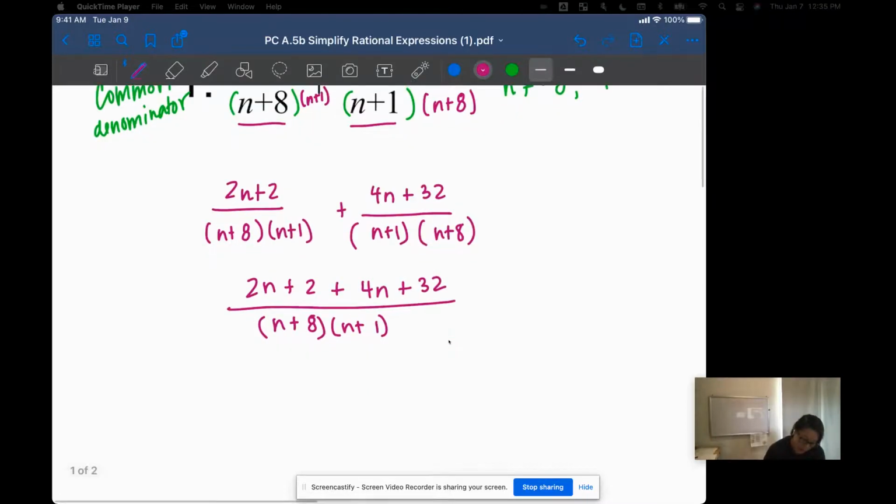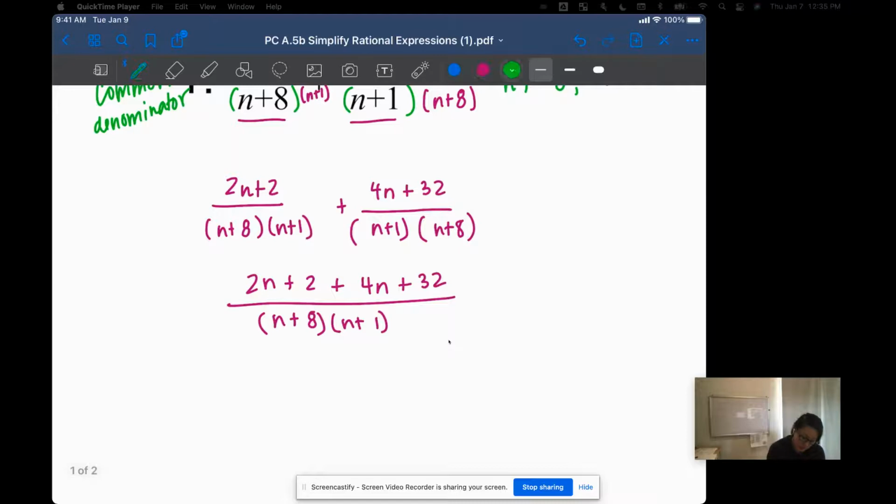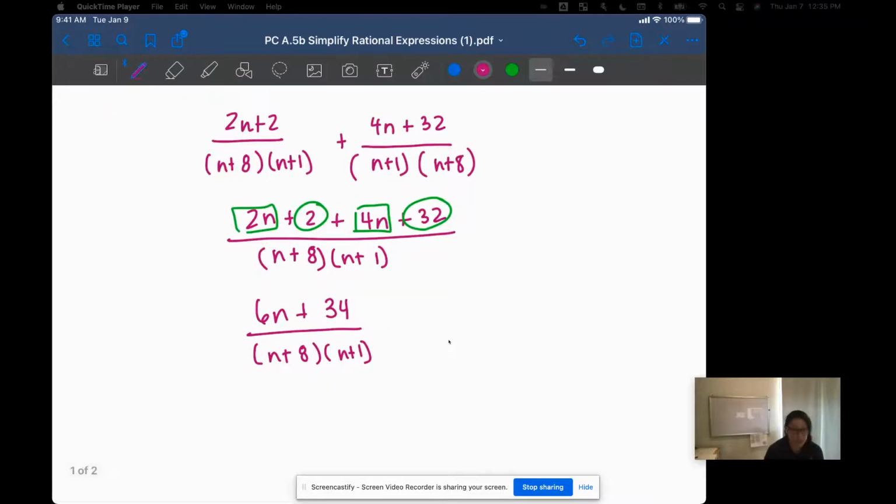Now we're going to add the numerator. So combine like terms. I'm going to add 2n and 4n and then 2 and 32. So I get 6n plus 34 over n plus 8 times n plus 1. Now, I think that this is going to be my answer, but what I have to do at the end is factor the numerator to see if anything cancels, and cancel if I can, okay?